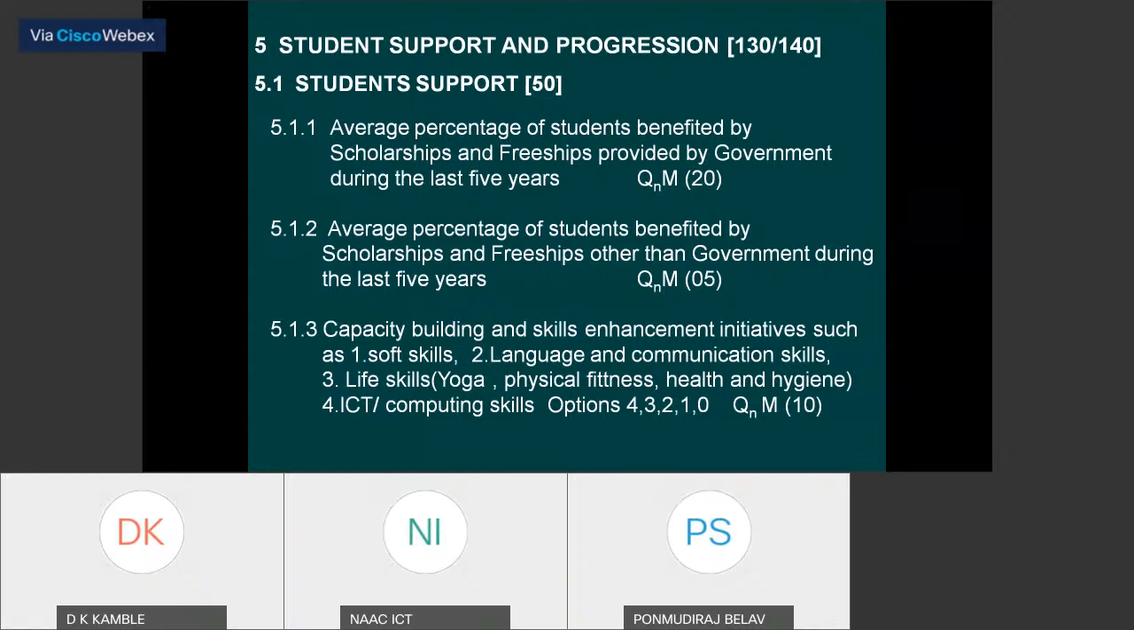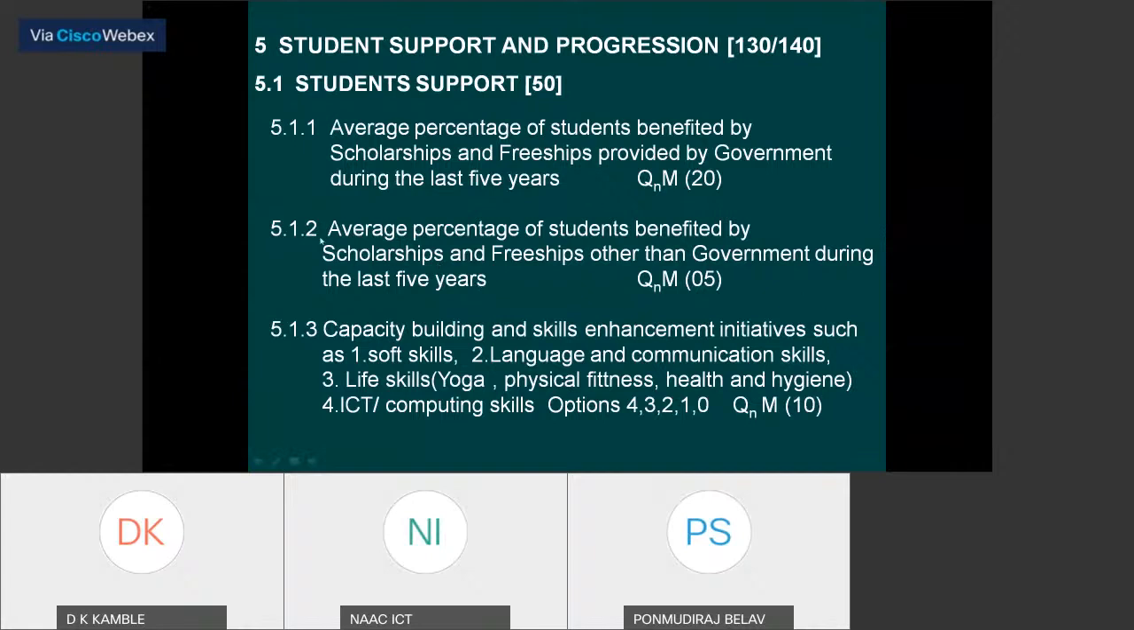How many students got the benefit of that government scholarship, that student details and that record is required. It is available in the scholarship section, or yearly the social welfare office or minority section office provides institution-wise how many students got the benefit of the scholarship. That document is required for this.